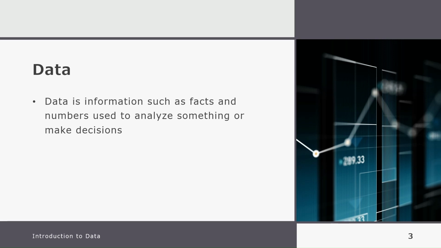Coming to data, it is defined as information such as facts and numbers used to analyze something or make decisions. The common examples of data include individual prices of goods and services, weights, names, ages, temperatures, and distances. So data is a raw form of knowledge and on its own it does not carry any significance or purpose.